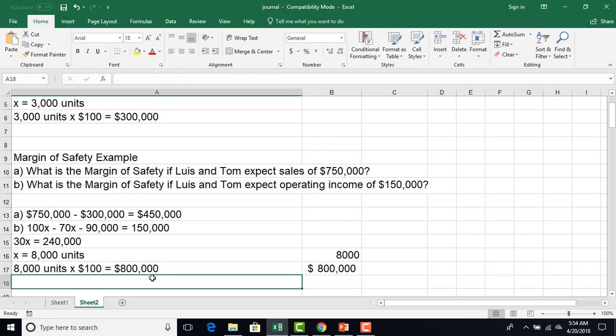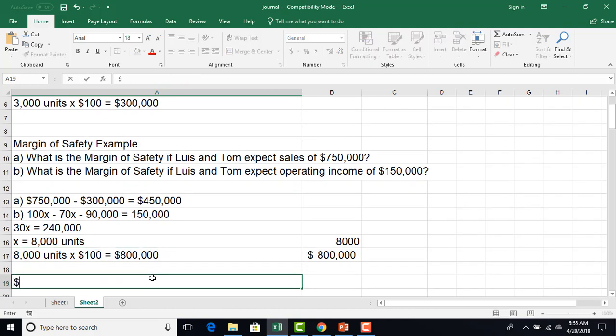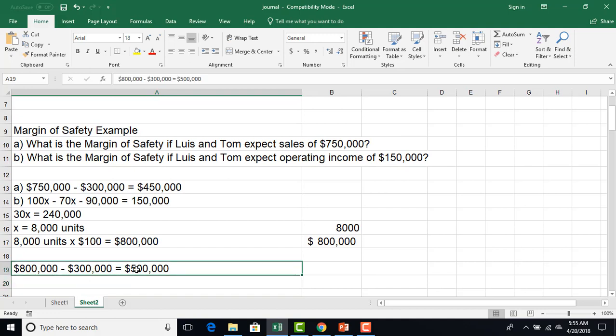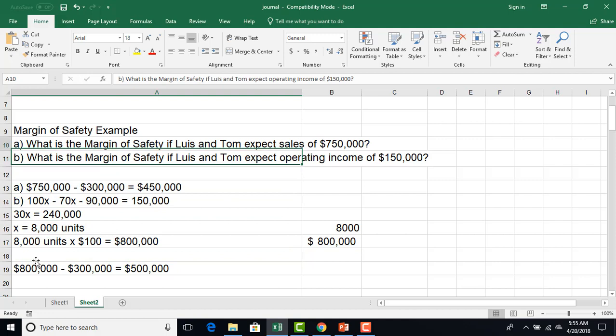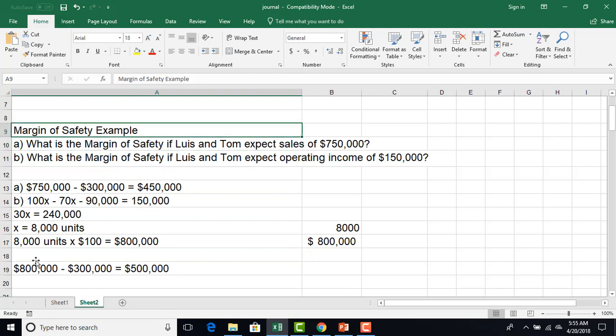All right, that means my margin of safety, I'm now ready to figure this out. I now know my expected sales are 800,000. My break-even sales were 300,000. All right, so 800,000 minus 300,000 gives me this margin of safety here of $500,000. All right, hopefully you've enjoyed video number 1 here. I'm going to come back and work through some exercises just to illustrate some more of this cost, volume, profit analysis in one moment.